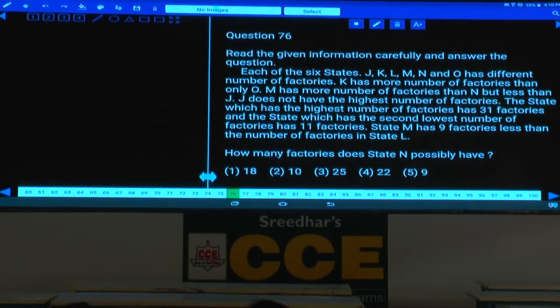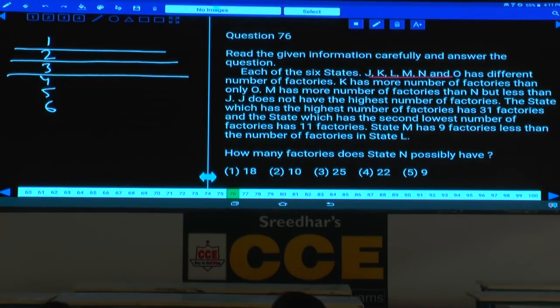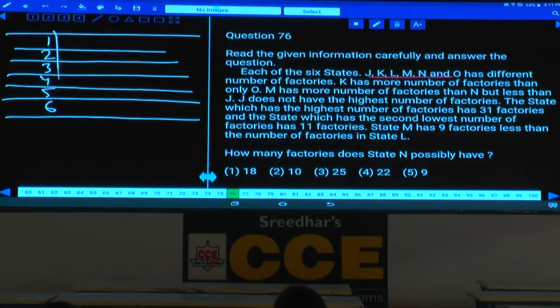Each of the 6 states J, K, L, M, N, and O has a different number of factories. How many factories are there? Different number of factories: 1, 2, 3, 4, 5, 6. Now these 6 states are being compared in the number of factories they have. Then coming to the first information: K has more number of factories than only O.